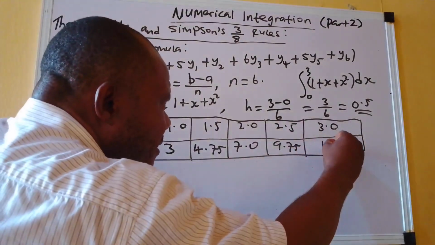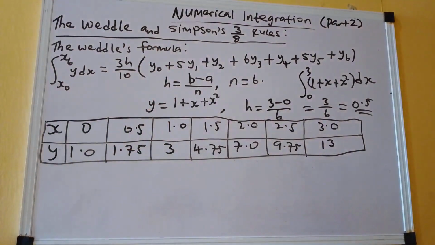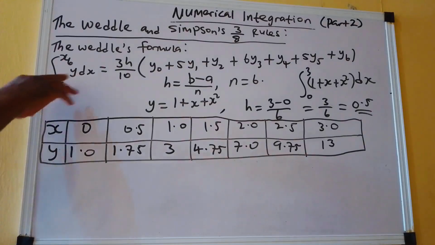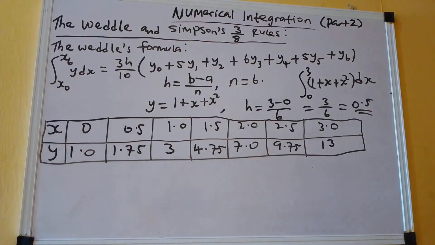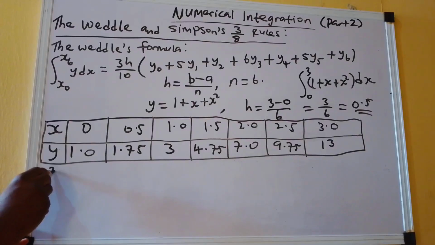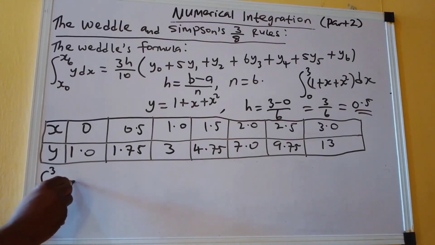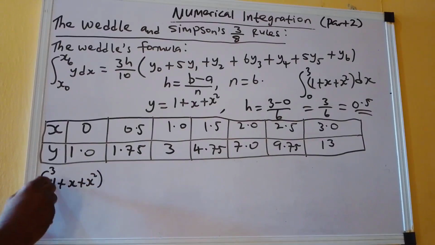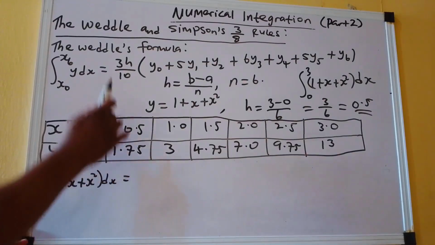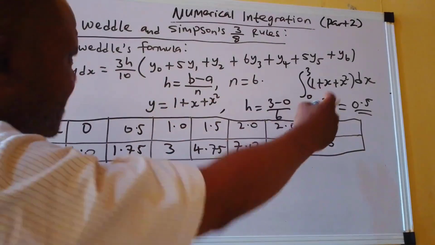You are going to have 13. So we have created a table having values for x and y. Now we are going to calculate using Weddle's formula. The integral from 0 to 3 of 1 plus x squared dx will be equal to 3h over 10. Remember, our h is 0.5.